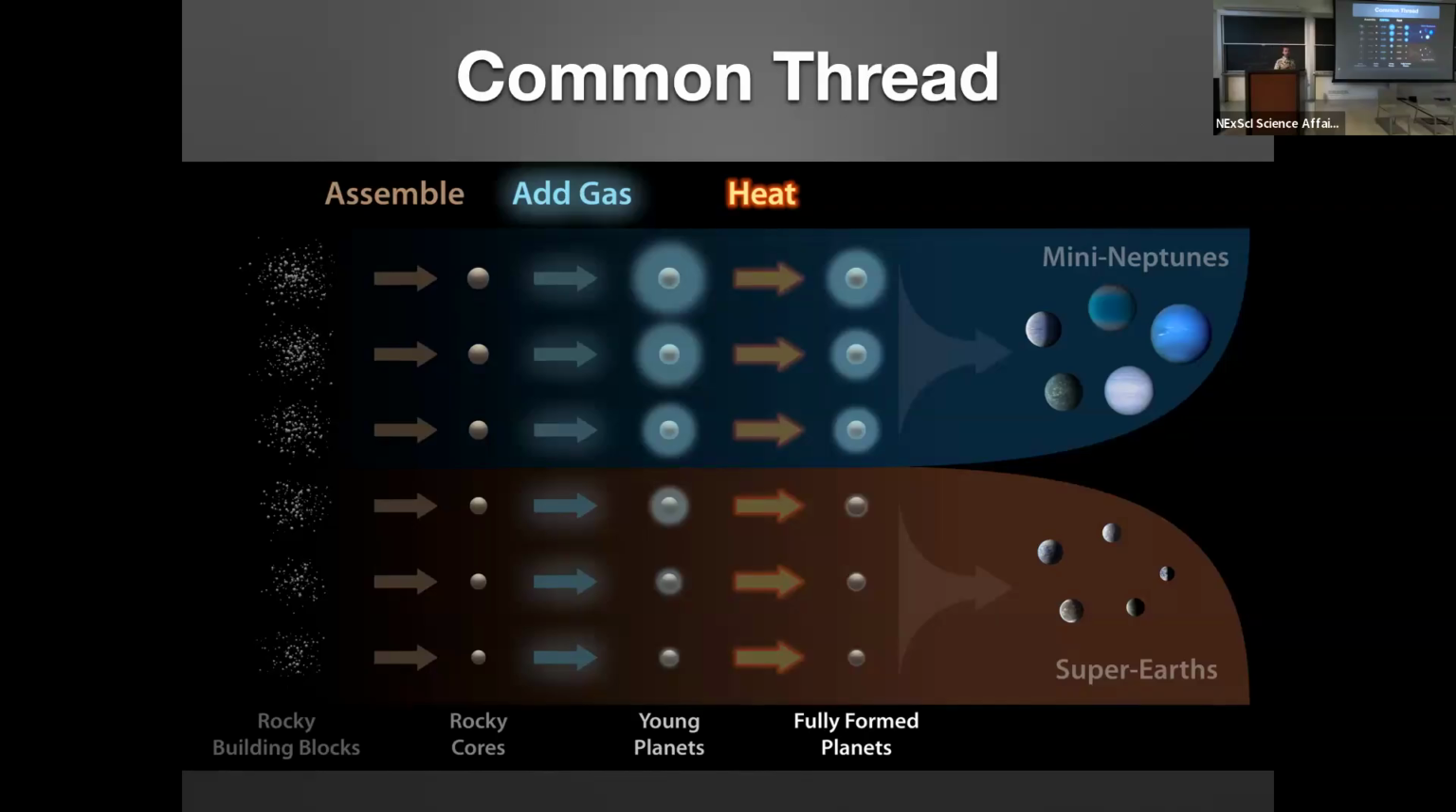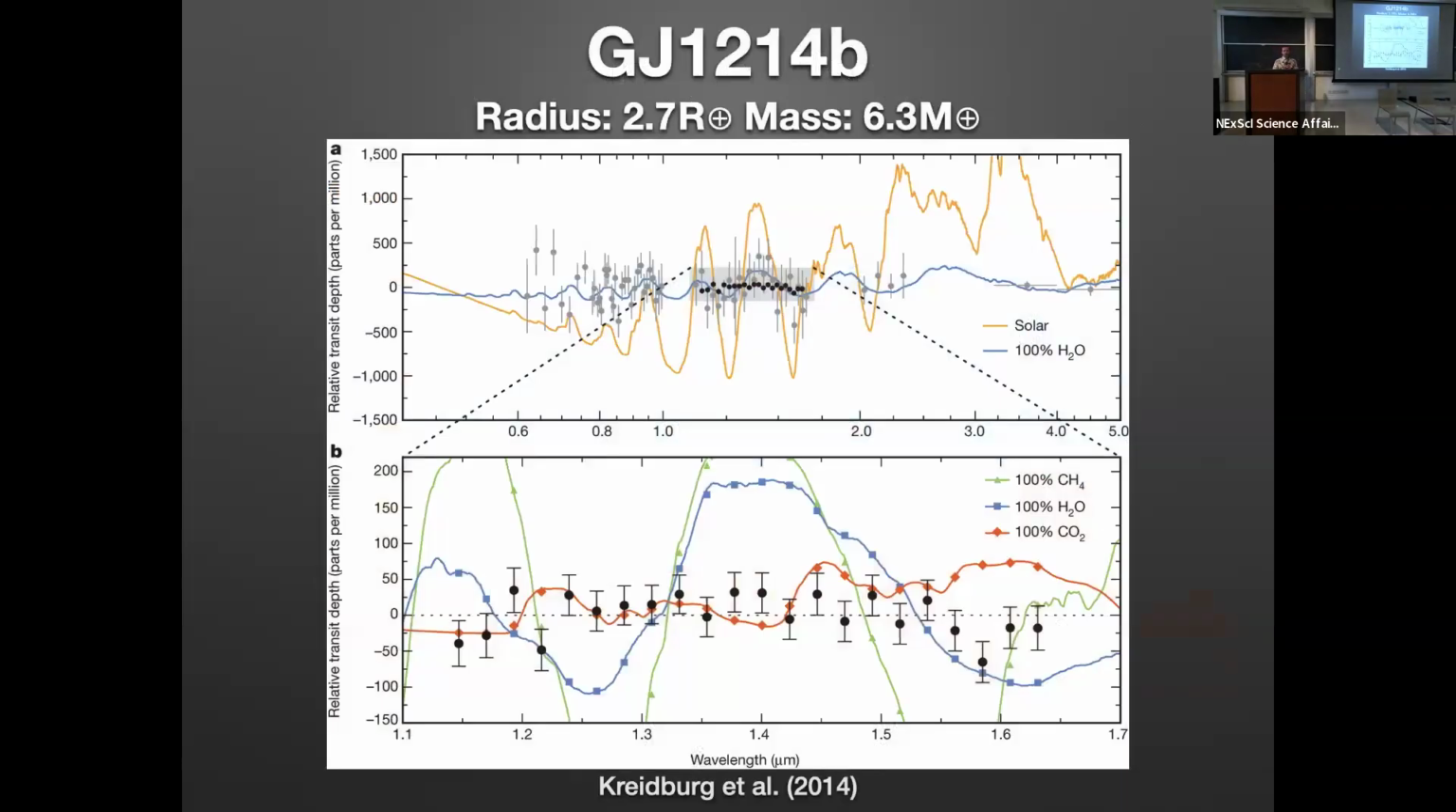Now, these were all based on statistical arguments and observations of the population. But what we really would like to see is what these planets really look like and observe them one at a time and start to get a good sample of what these things look like. So GJ1214b is maybe one of the most famous sub-Neptune planets. It's about 6.5 Earth masses and 2.7 Earth radii. So it's right in the middle of that sub-Neptune peak in the radius distribution.